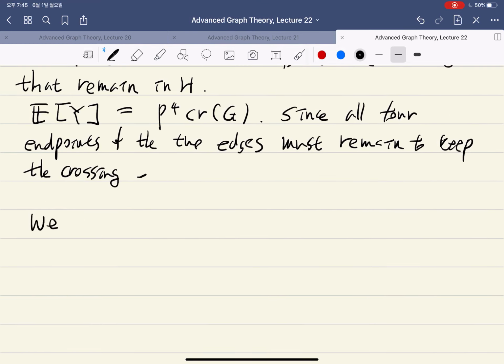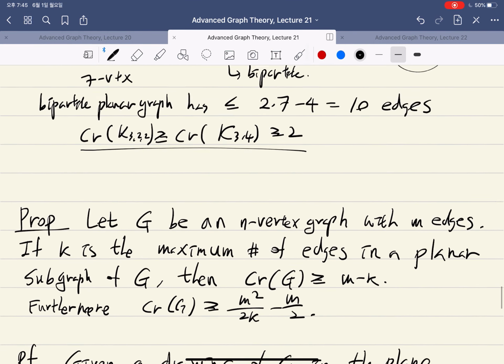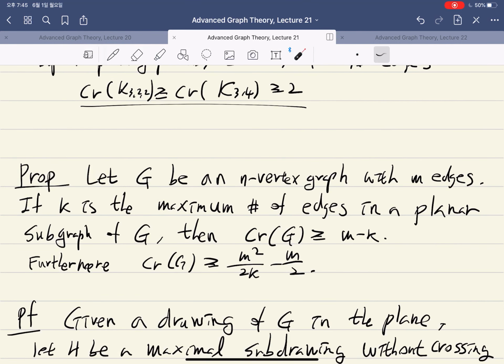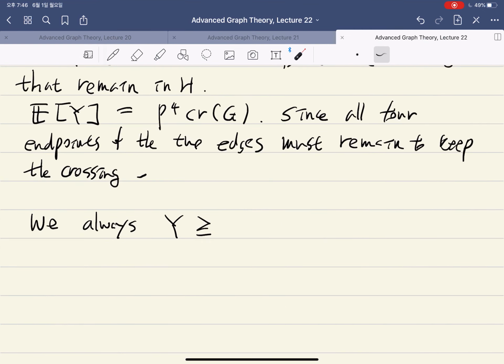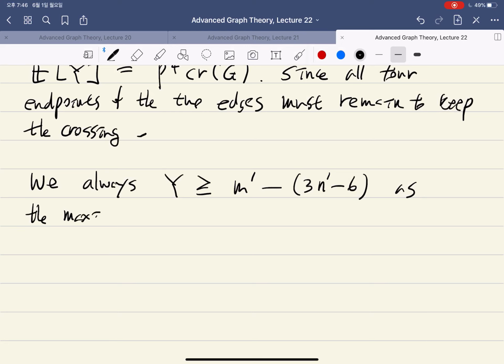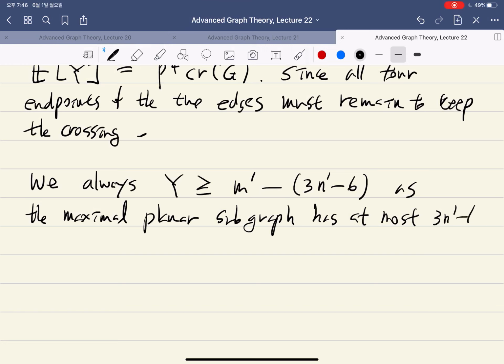Then what do we have? What we have is that in this H, if we apply the previous theorem with Euler's formula, we get that it always has at least m prime minus 3n prime plus 6 crossings, as the maximal planar subgraph has at most 3n prime minus 6 edges.